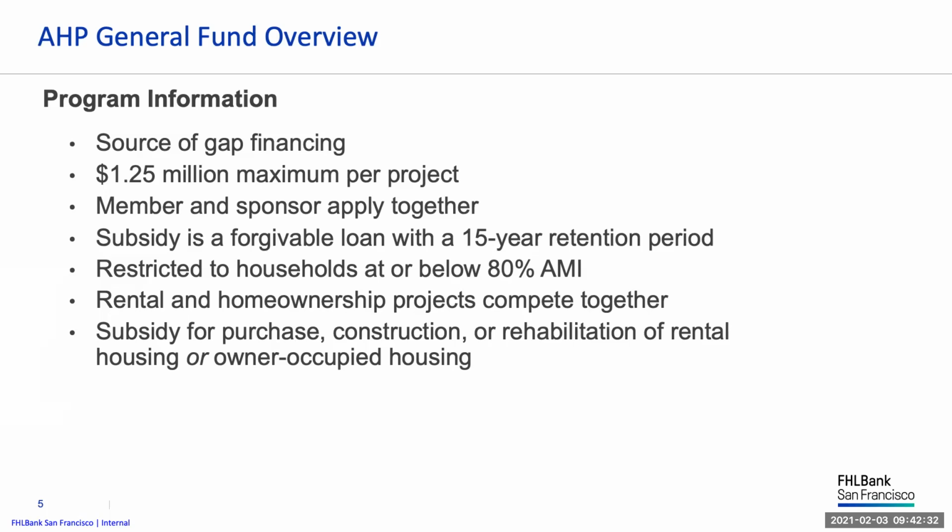The AHP can only be used to assist those households at or below 80% AMI, and the program is structured in a way that rental and homeownership projects compete together, meaning that there's no specific set aside for either project type. And the AHP can be used to cover acquisition, construction, or rehabilitation costs for rental and owner-occupied projects.